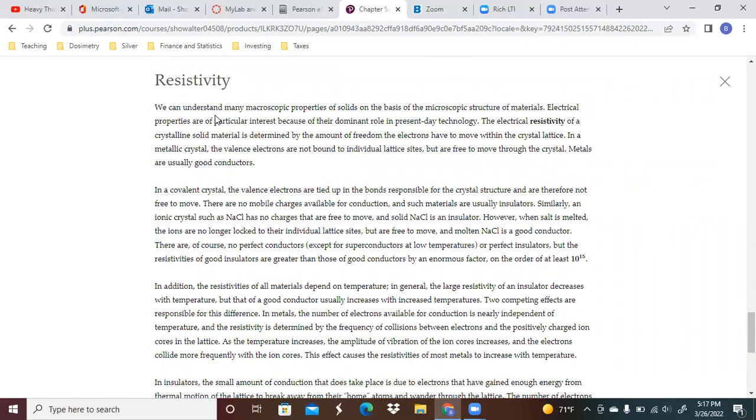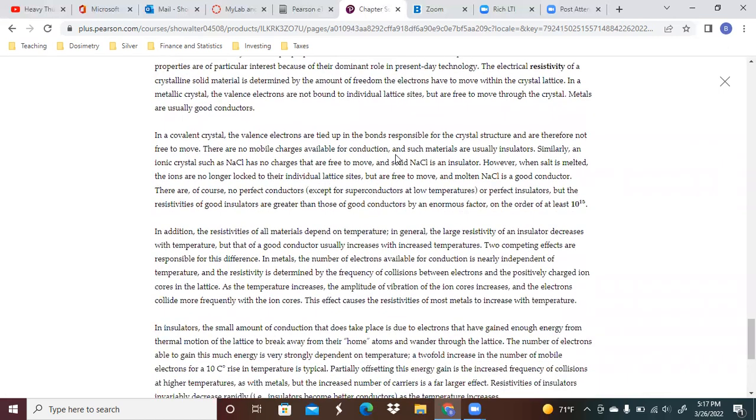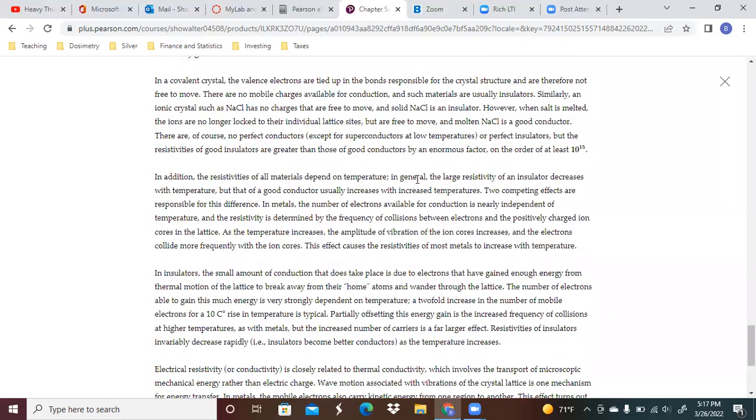Resistivity. We can understand many macroscopic properties of solids on the basis of the microscopic structure of the materials. Electrical properties are of particular interest because of their dominant role in present-day technology. The electrical resistivity of a crystalline solid material is determined by the amount of freedom the electrons have to move within the crystal lattice. In a metallic crystal, the valence electrons are not bound to individual lattice sites, but are free to move through the crystal. Metals are usually good conductors.